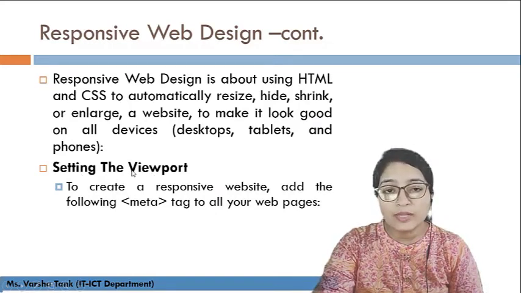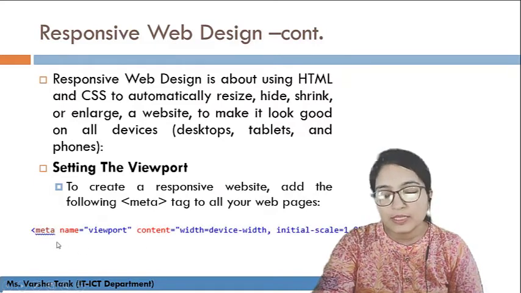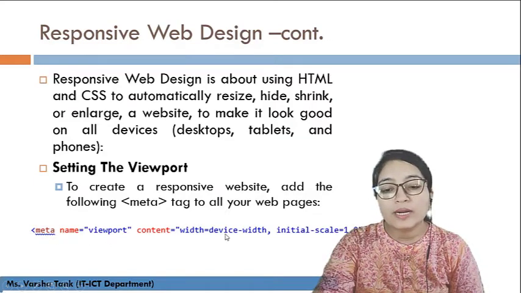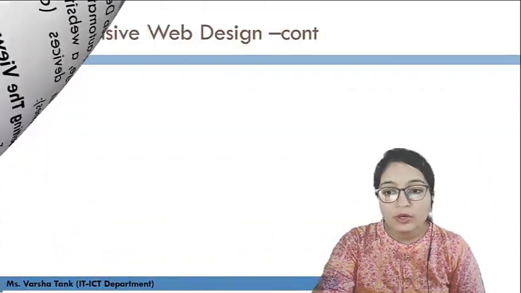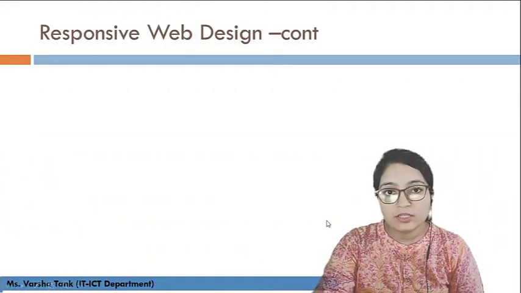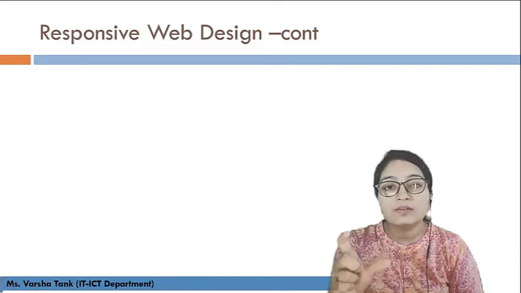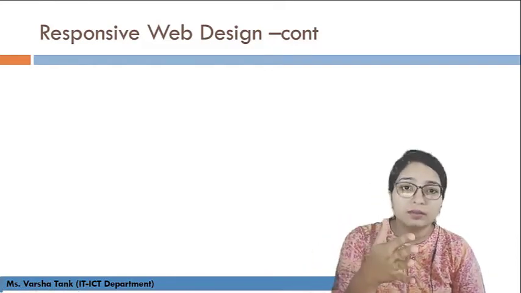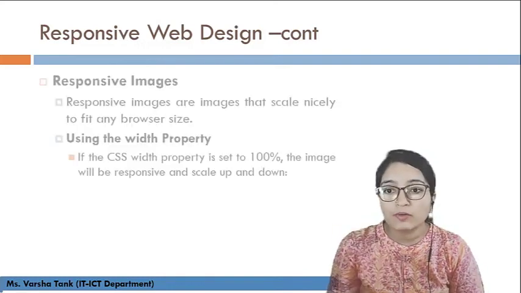Setting the viewport, which we have already learned in the meta tag. To create a responsive website, add the following meta tag to all your web pages. We have learned this already: meta name viewport, content width device width, and initial scale 1.0. That is how the responsive page will work whether the device is a laptop or a mobile phone. It will work according to the resolution of that particular device.